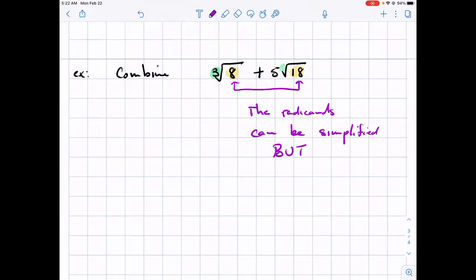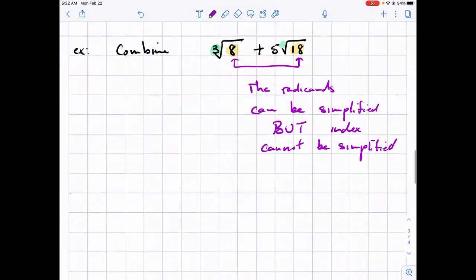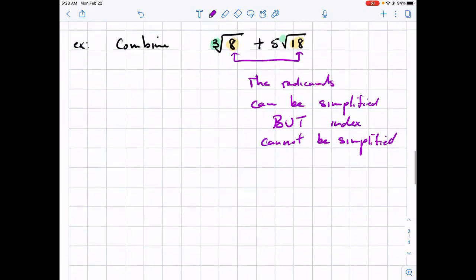But index cannot be simplified. So whenever the index are different, that's like a no-no. Don't even attempt to do the problem, okay? So here, in this example, we cannot combine.